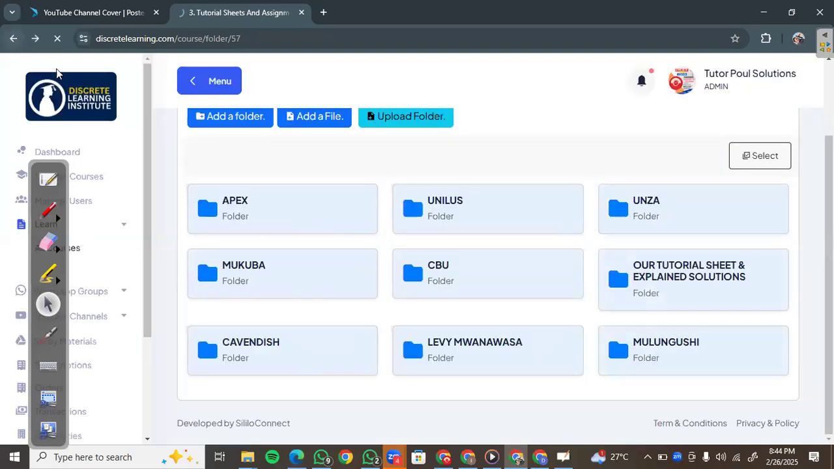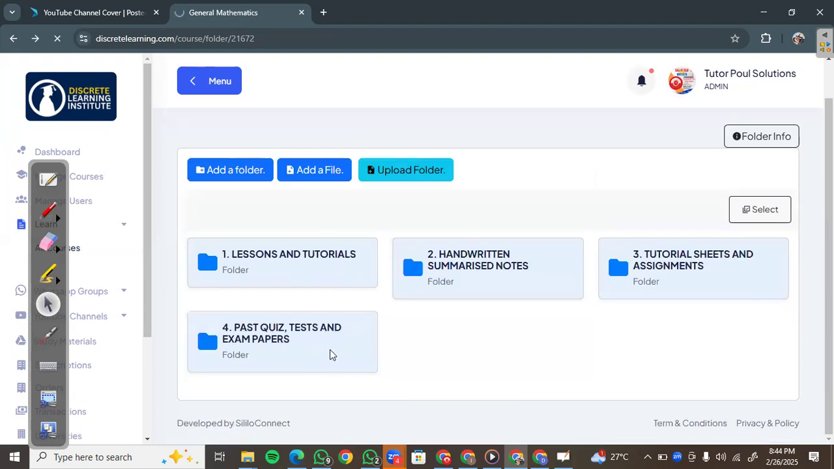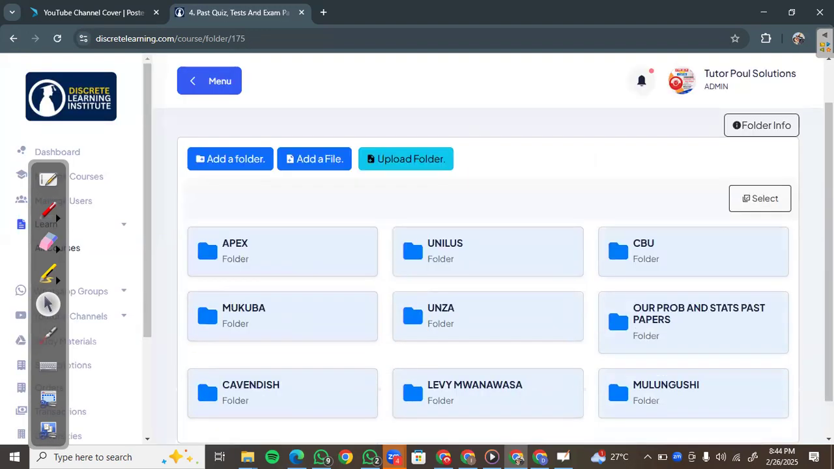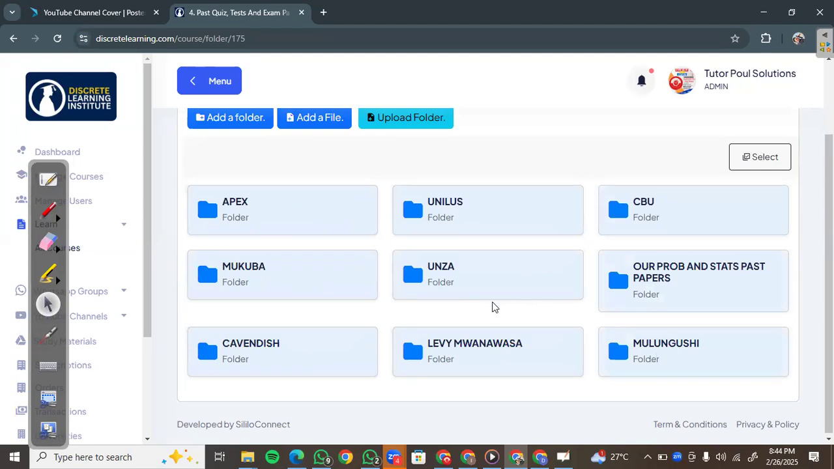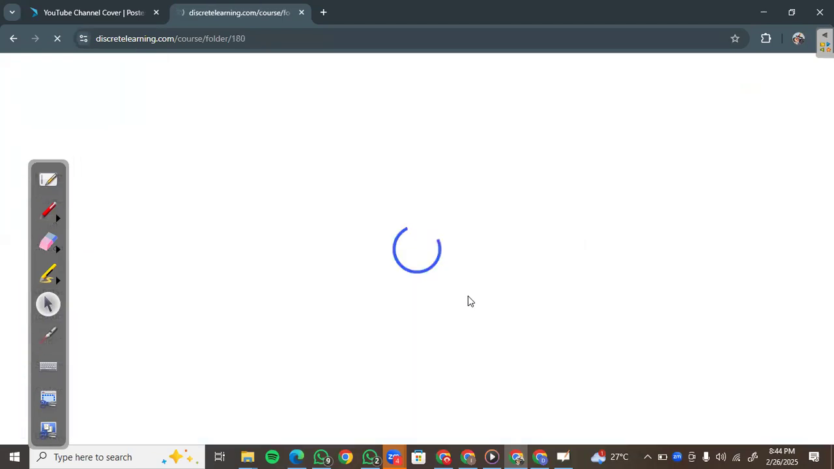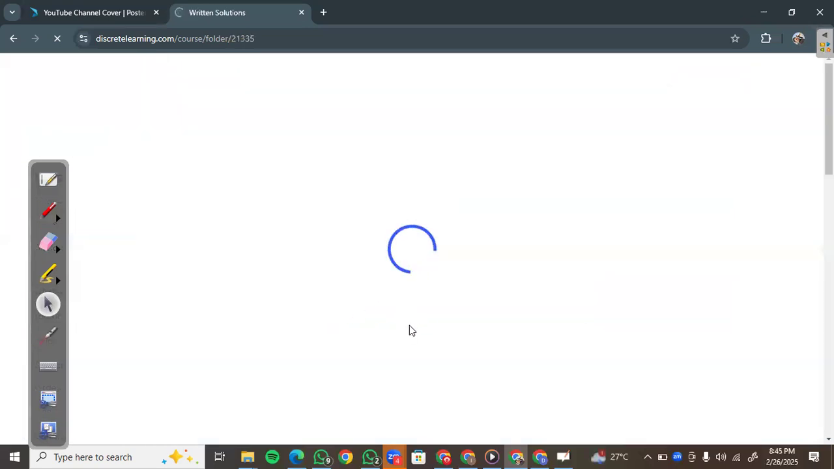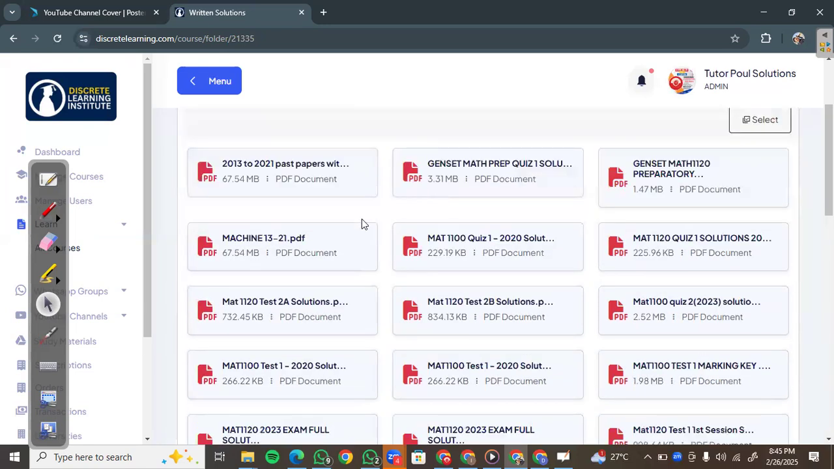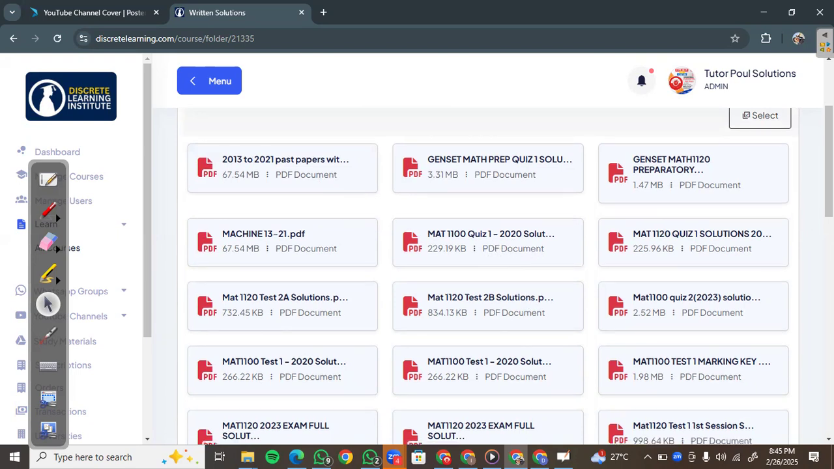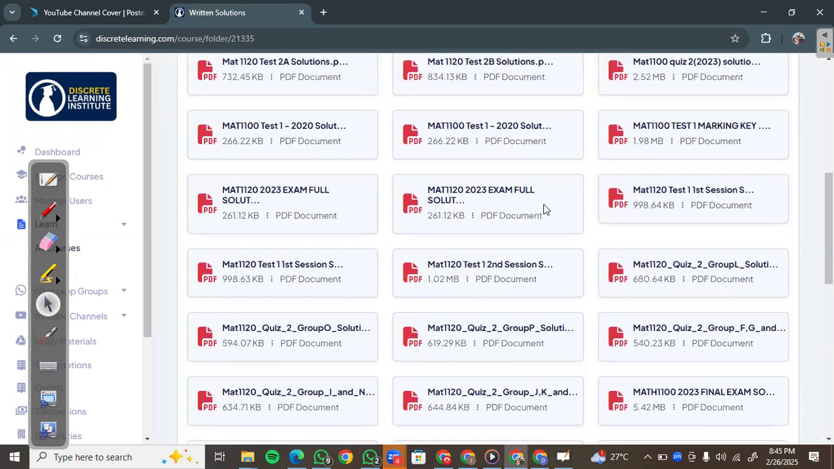And then what else? I think I should show you also the past papers here. For the past papers, we also have the same setup. You go to your university. If you are at UNZA, you go in this folder for UNZA. You open it and then you're going to find written solutions for the previous years. In this first document here, you can see I wrote 2013 to 2021 past papers, written solutions. You can go through, and there are also some quizzes and tests. There are written solutions all over in this folder here.